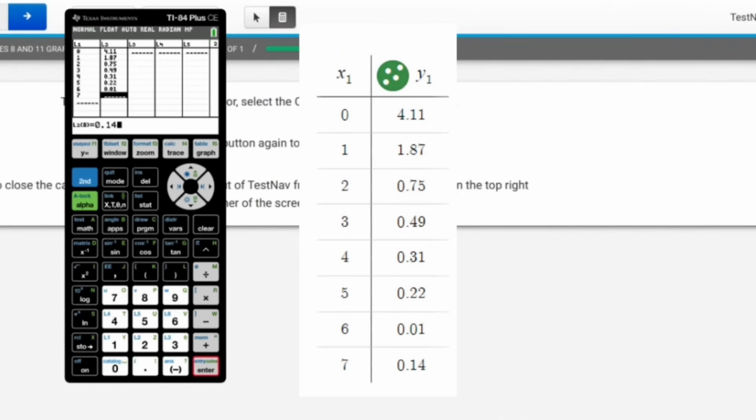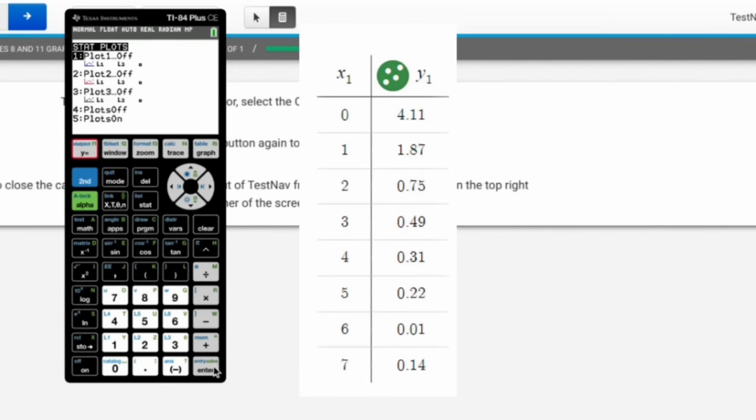Okay, so those are my guys. This is what I want to do. I want to see them, because if I have a residual plot thing going on, I want to see them. So how do I see them? Well, let's go to stat plot, hit enter and turn our plot on. Now I should be able to see those dots right there.